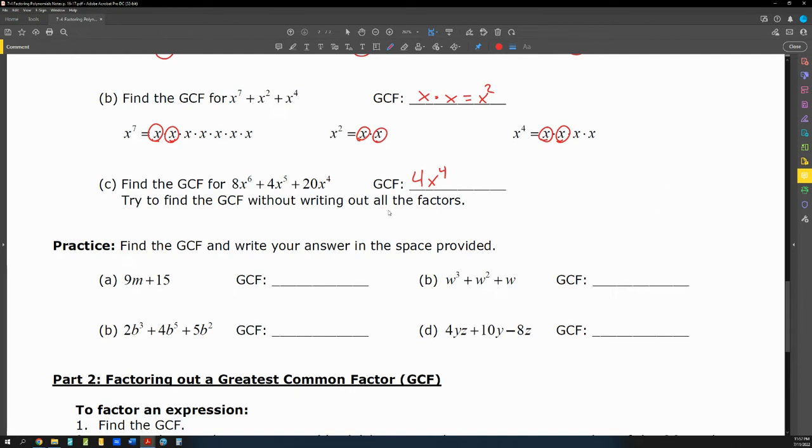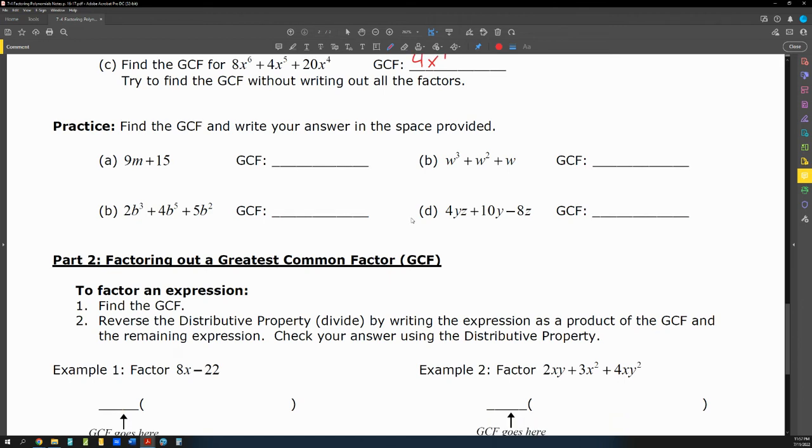Okay, let's practice finding the GCF. So for A, we have 9m plus 15. So I'm looking for factors of 9 and 15. What's the greatest of those? The answer, 3. For letter B, w cubed plus w squared plus w. We don't have any numbers in front, so we can assume for each of these it's 1. Doesn't make much sense for us to pull out a factor of 1 because that's not going to change anything. So let's consider the variables. How many w's do each of these have in common? The answer, 1. So just w.